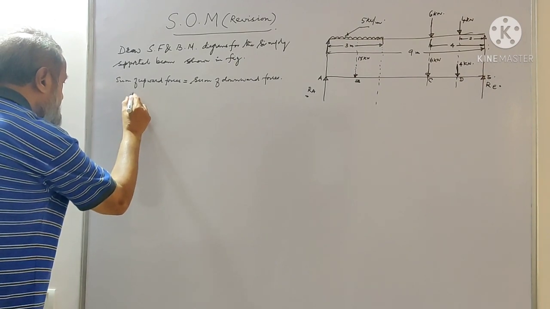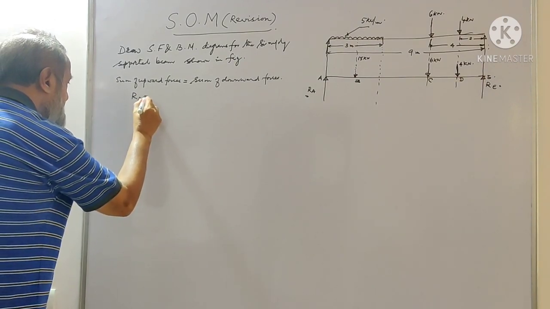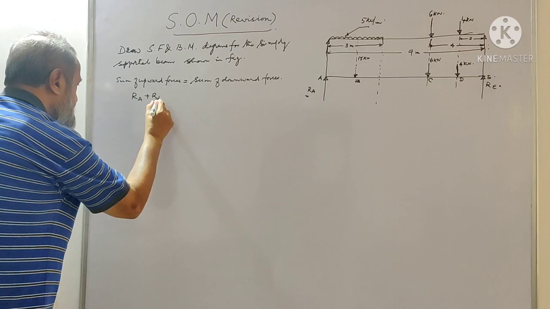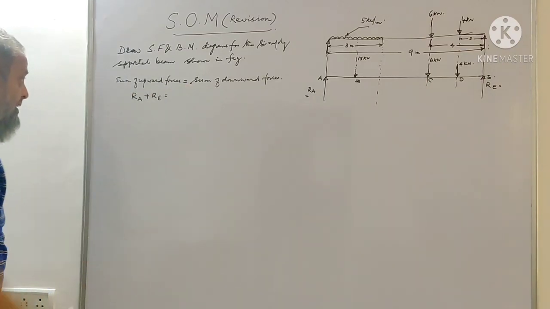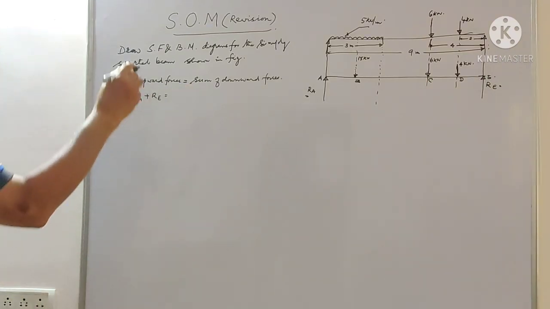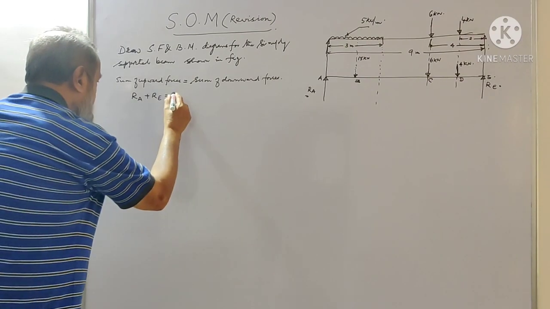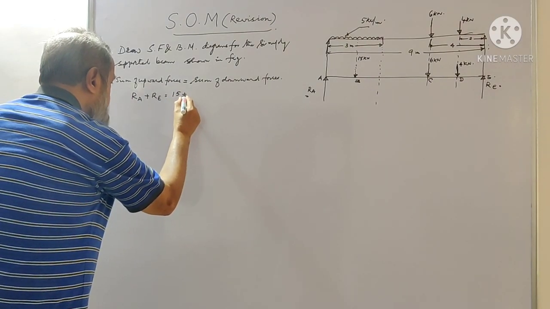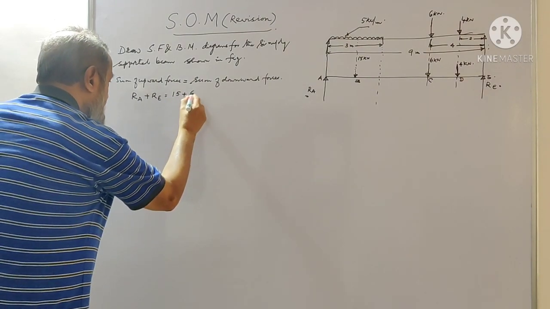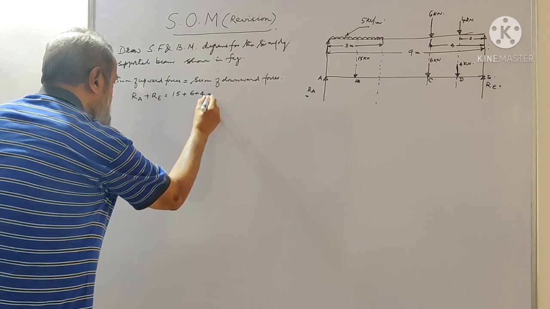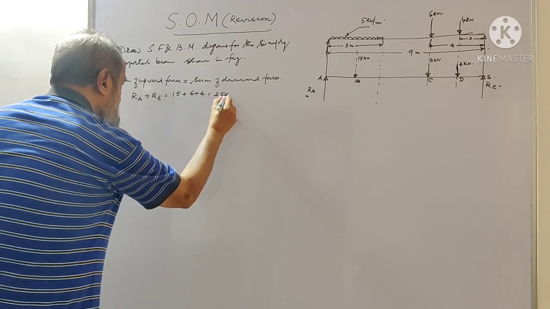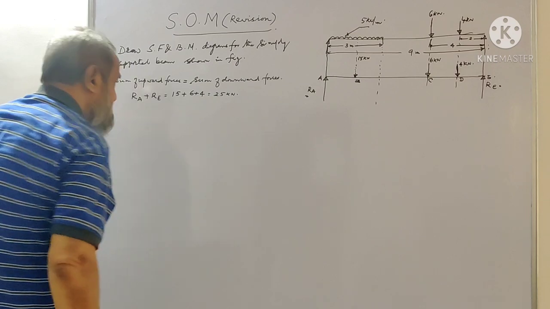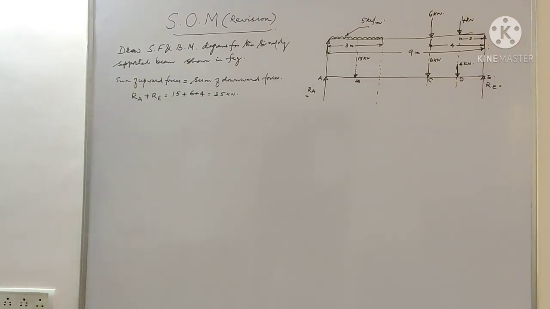The upward forces are Ra and Re. So Ra plus Re is the sum of the upward forces, and the sum of downward forces is 15 plus 6 plus 4, that is 25 kilonewton. This is one relationship we got: Ra plus Re is equal to 25 kilonewton.